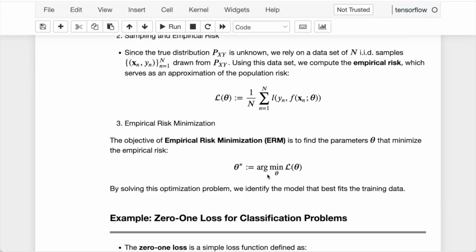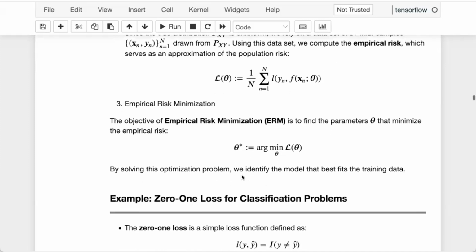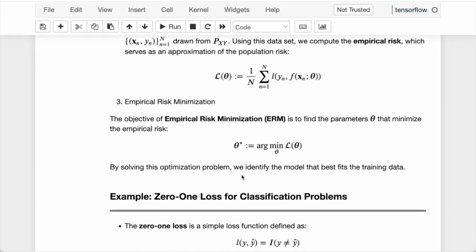And this is very important because we are not really looking at the minimum value of L of theta. We are actually looking at arg min, which means the value of theta that minimizes L of theta, right? We are looking for our solution, which means what parameters are actually going to lead to the minimum value of this empirical risk. And by solving this optimization problem, we identify the model that best fits the training data, right? That's the simple idea behind training in machine learning models.